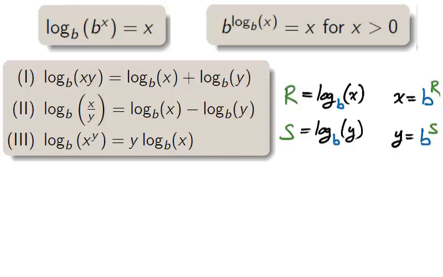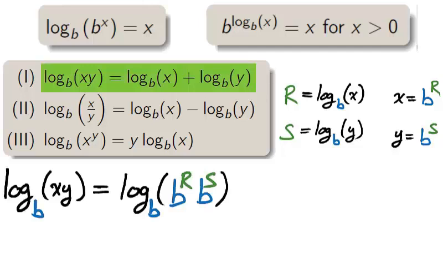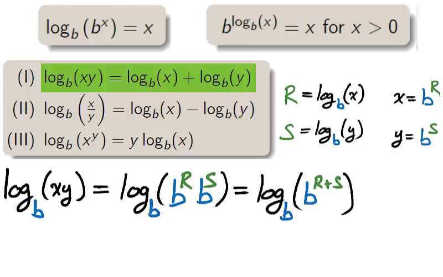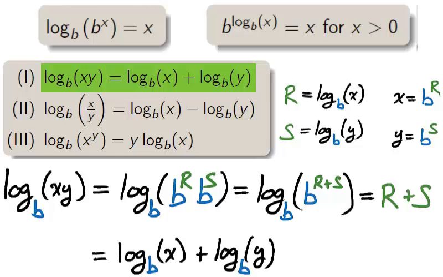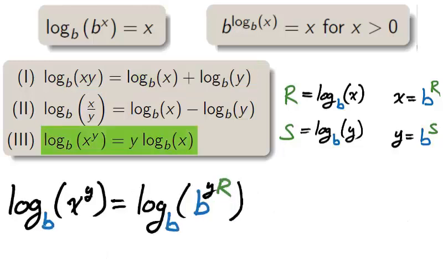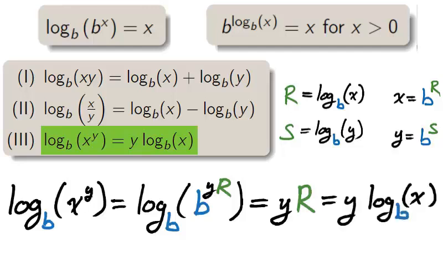These rules follow directly from the inverse properties. Let capital R equal log base b of x, and capital S equal log base b of y. Inverting these equations gives b to the R equals x, and b to the S equals y. So the log base b of the product can be written as the log base b of b to the power of R plus S, which simplifies to R plus S, or the sum of log x and log y. The log base b of x to the power y can be written as the log base b of b to the power y times R, which simplifies to y times R, or the product of y and the log of x.